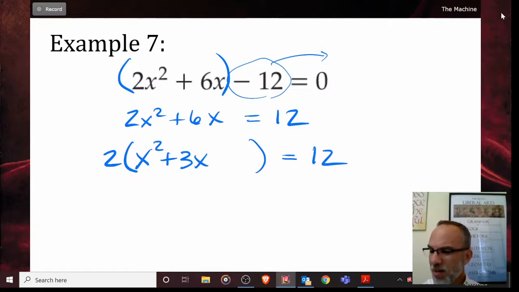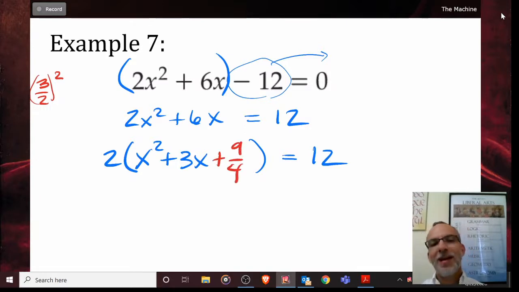Oh, this one's going to be a fraction. Oh, man. Okay, we can do it. We can do it. All right, so I need to take half of 3 and square it. What's half of 3? 3 over 2. Don't do a decimal. 3 over 2 squared. What's that? 9/4 plus 9/4. And if I add 9/4 to the left-hand side, what am I going to add to the right-hand side?